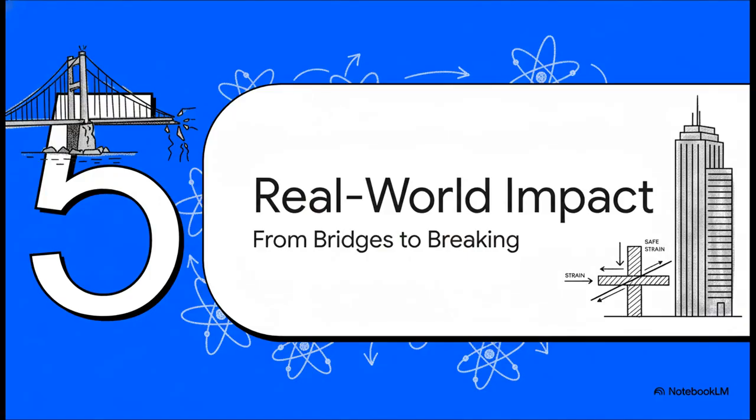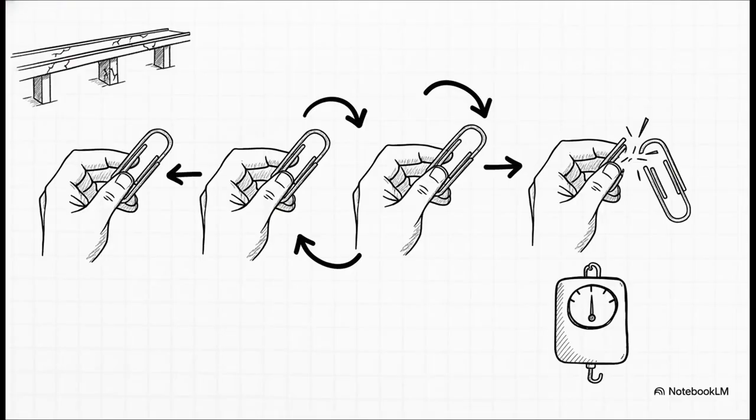So why does any of this matter? I mean, who cares about these graphs? Well, understanding a material's story is literally the difference between a safe building and a total disaster. This stuff has huge, real-world consequences for engineering, for safety, for everything. And one of the most important real-world concepts is something called elastic fatigue.